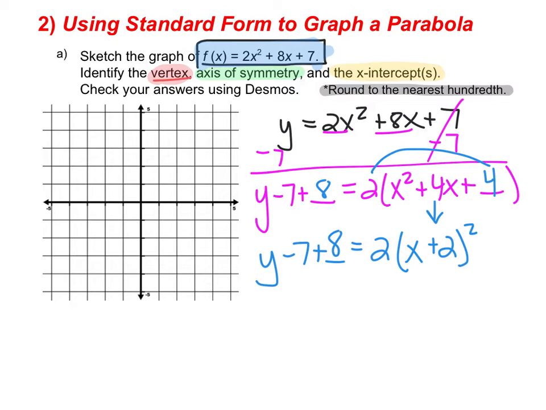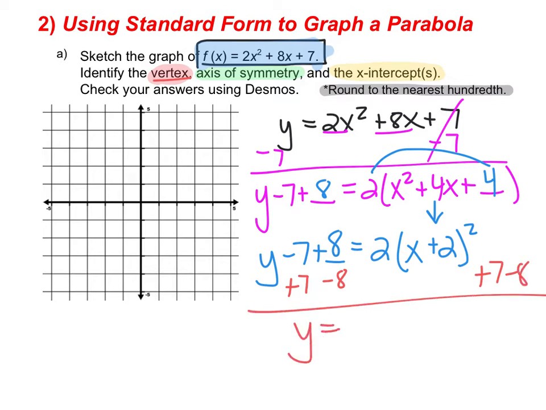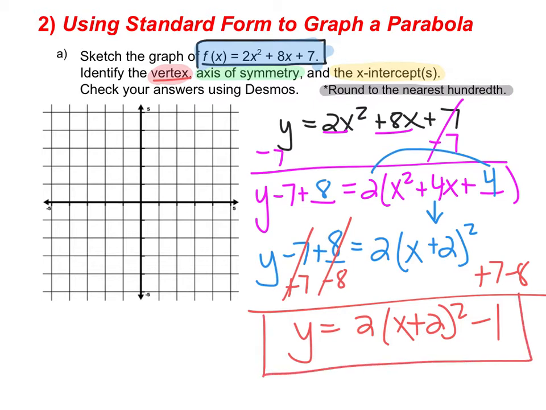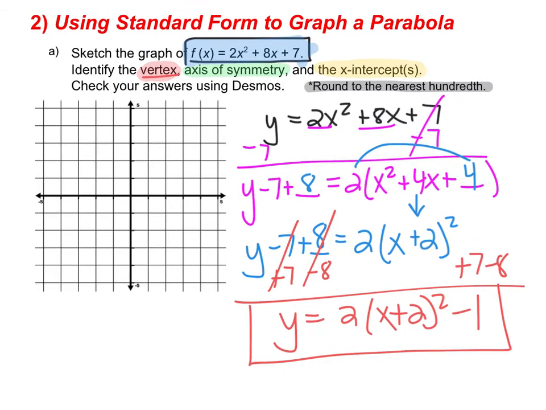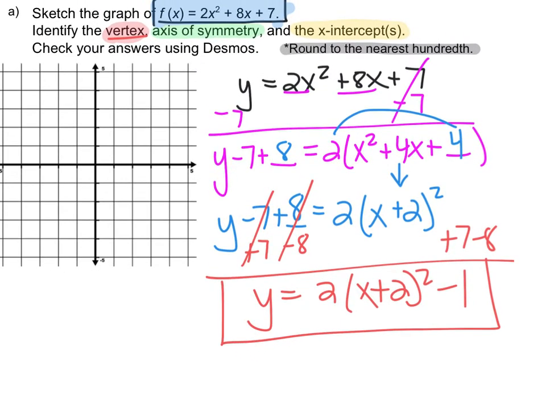And then our last step is to move the 7 and the 8. So we'll add the 7, subtract the 8, add the 7, subtract the 8. That leaves us y equals 2, and then x plus 2 squared, and then 7 minus 8 is a negative 1. So there's our standard form. Now we need to find the vertex, the axis of symmetry, and the x-intercepts.